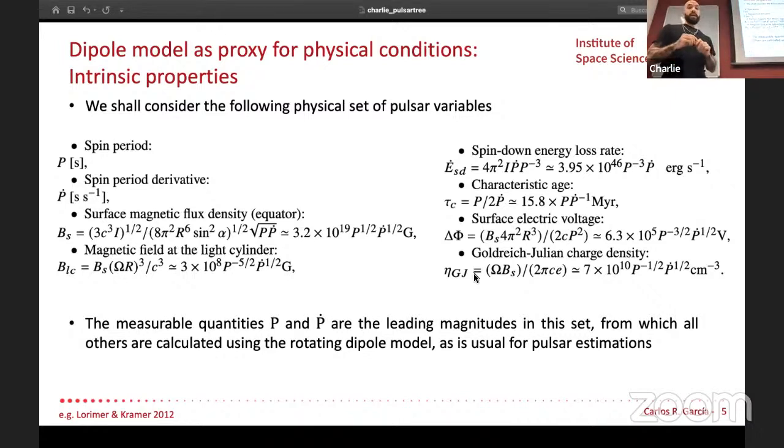Regarding the variables we are going to consider, we are going to take the dipole model as the best scenario to define these variables, because we know that this scenario works quite well. As you see here, there are 8 variables, and 6 of them depend directly on the spin period and the spin period derivative. As we know that the spin period and its derivative are known for the pulsars we are considering, we will have no problems with the rest of the variables. This is something to take into account here.